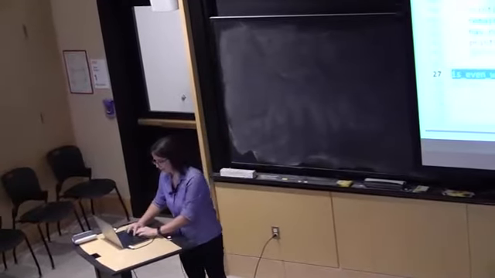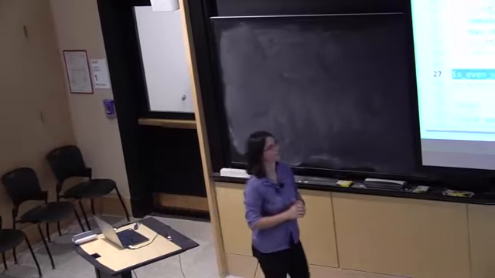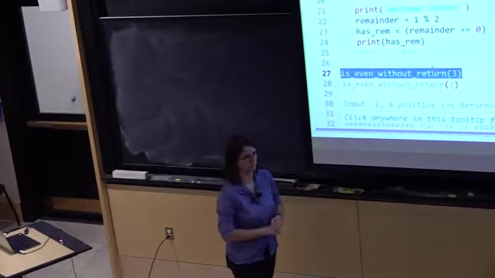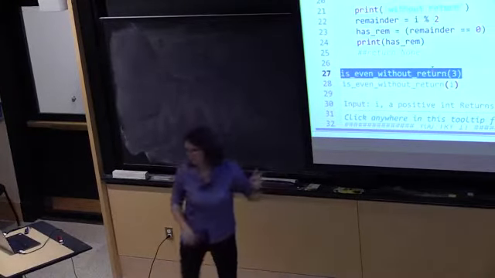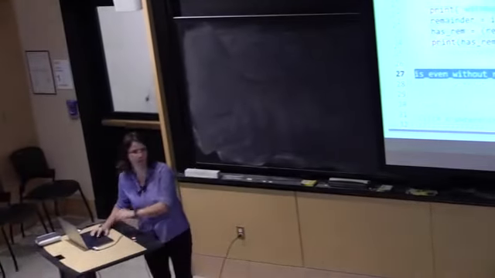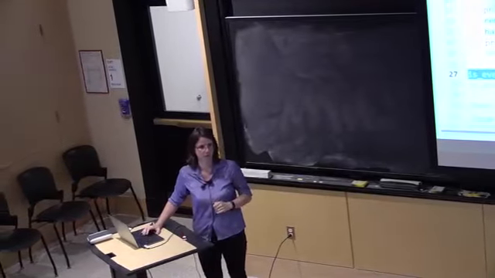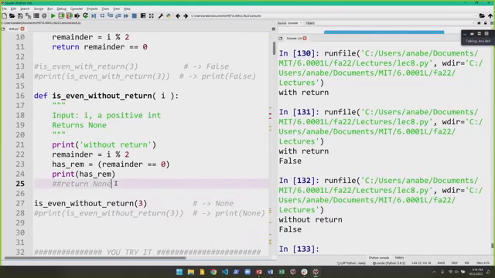Okay. So what happens when you put print in the definition versus when you put return? What happens when you put print in the definition versus around the function call? Versus when you put return in the definition. So that's the next line.